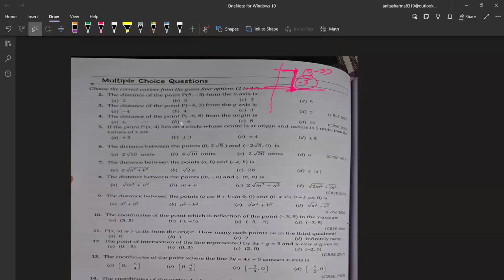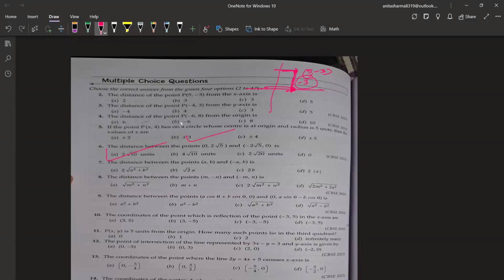2 root 5 whole square will be 20 or not? Yes, ma'am. 20 plus 20, 40. Then the answer will be 2 root 10. Right? Yes, ma'am. See, orally we have done only this question. Right?